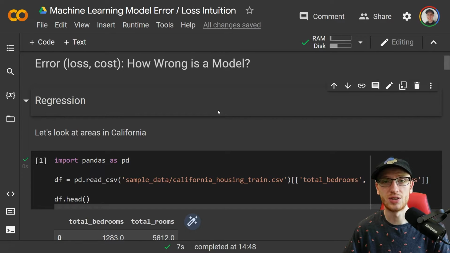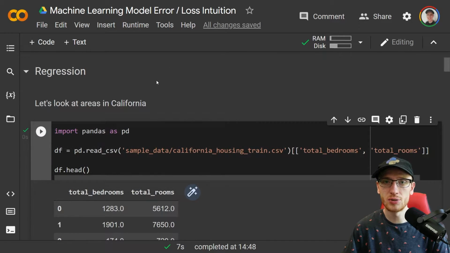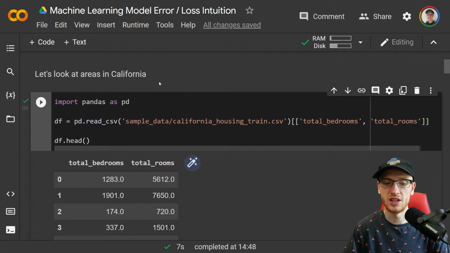If you'd like to look at the code, please check the video description, and I have the notebook that I'm looking at here. First, regarding regression, let's look at areas in California.